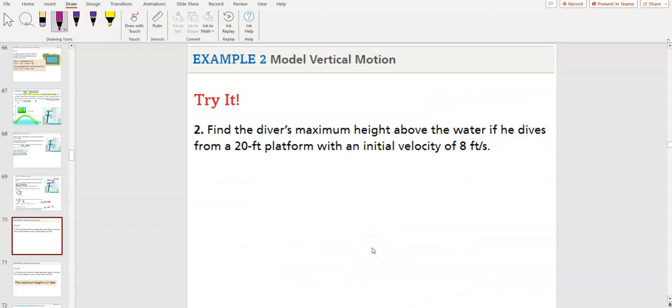Okay, so now you guys are going to do the same thing. Here we have a diver's maximum height if he dives from a 20-foot platform instead of 30. And his initial velocity, which is what letter? B, is 8. So write out that formula. Find his maximum height, which is going to be our vertex. And remember to use negative b over 2 times a.